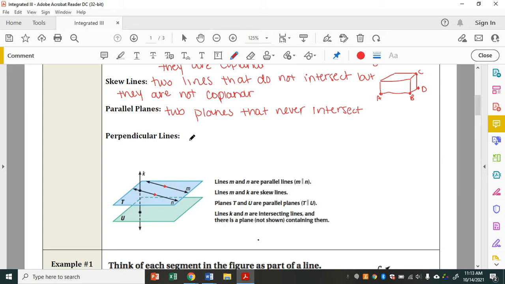When we talk about perpendicular lines, again, I think you guys have heard this before, but two lines are perpendicular if they are two lines that intersect and their intersection forms a right angle.